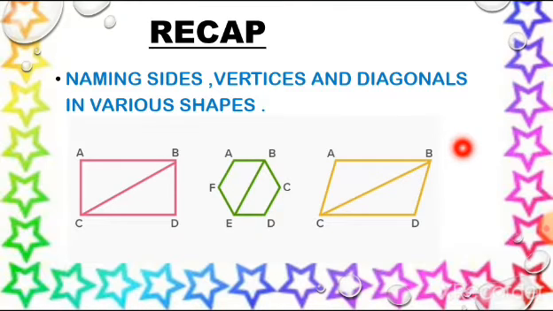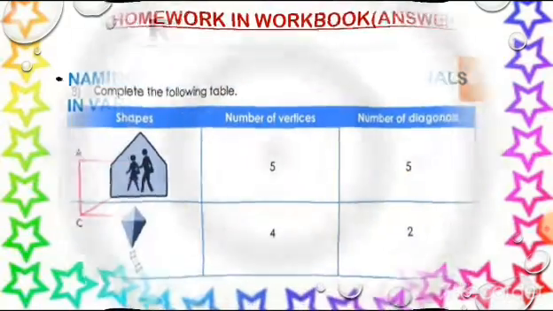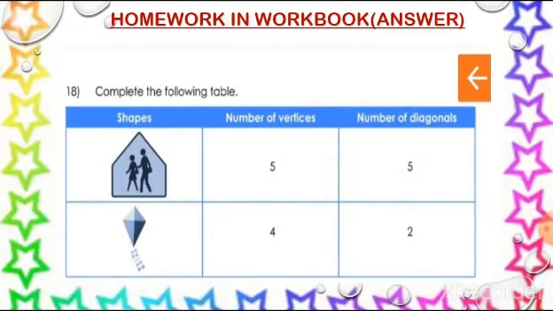And I gave some homework in the last class. I hope everyone completed that, isn't it? So let's discuss the answers to that homework. Question number 18. Complete the following table. Here the shape is given. You have to write the number of vertices and number of diagonals. Okay, these are the shapes.